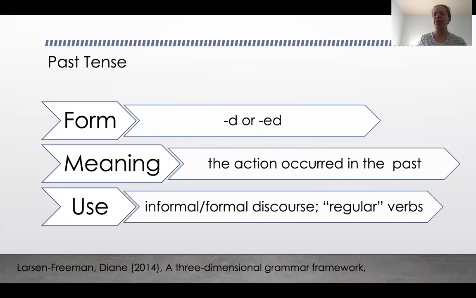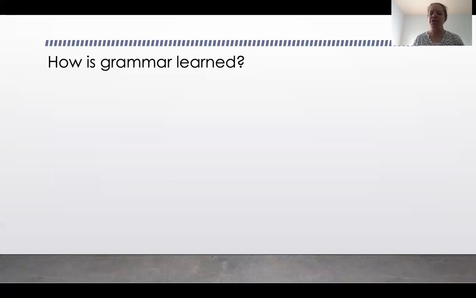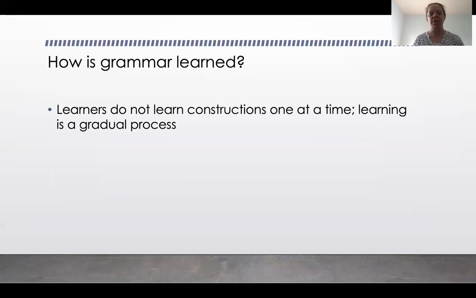So for example, for past tense, the form is to add a D or an ED to the end of the word. The meaning is that the action occurred in the past. And the use, we use this in informal and formal discourse, and we use it with regular verbs. In order to correctly use this grammar, our students need all of this information: the form, the meaning, and the use. Our second key question is, how is grammar learned?